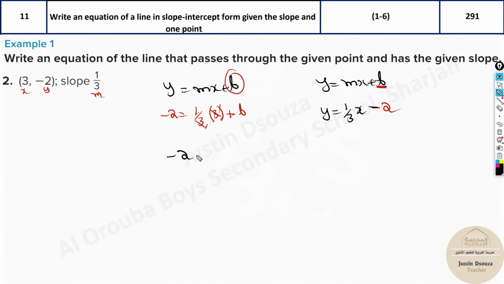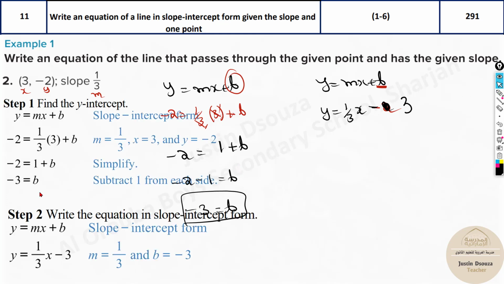So minus 2 equals 1/3 times 3, which is 1. It's not multiplication, it's 1 plus b. Now take this 1 to the other side, it'll be minus 2 minus 1 equals b. The answer is minus 3 equals b. What I had written, 2 minus 2, is wrong. This is the correct answer. Now you substitute this value here. It's not minus 2, it's minus 3. That is the answer. That's a silly mistake, but a major mistake because you lose a lot of marks because the entire thing goes wrong, right? So please be careful with that.